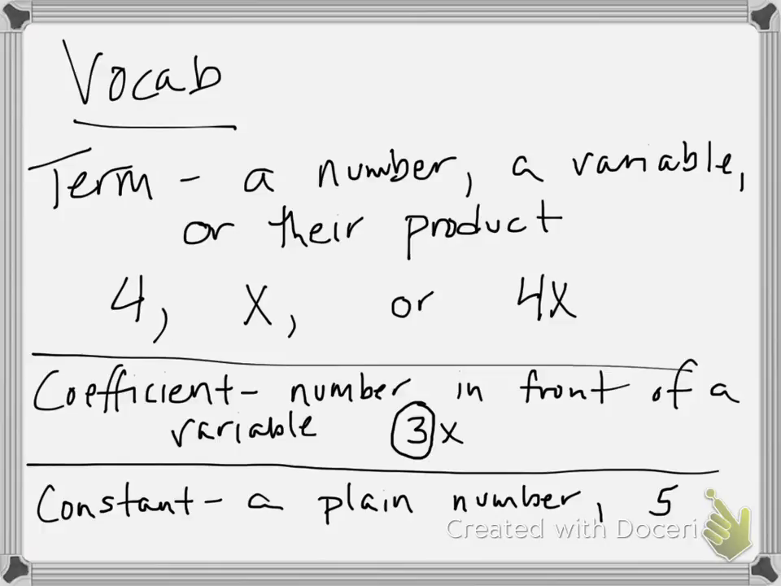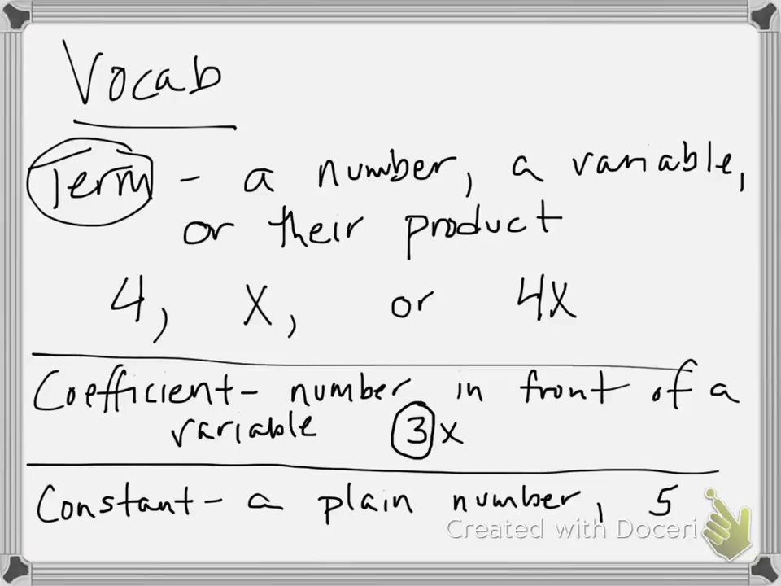In terms of our work here, a term is going to be either the number or a variable or the product of a number and variable in an expression. So a number would be like 4, a variable could be like x, and their product would be if they're right next to each other, which means they're being multiplied, like 4x.